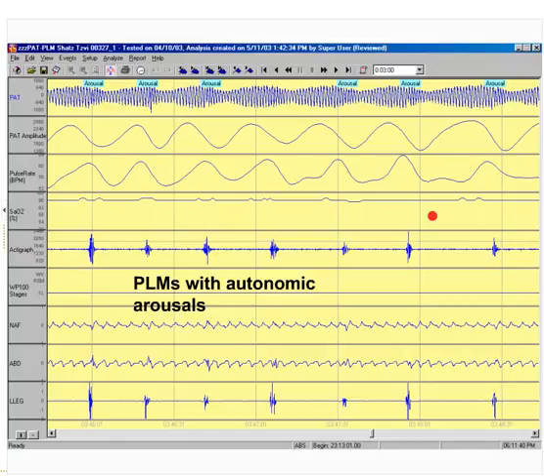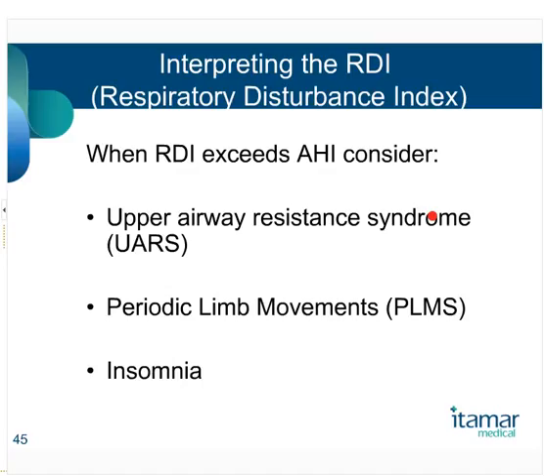Now, this results in the opportunity to do a little bit of interpretation, or the need to do some interpretation, when you have a comparison or a significant difference between the respiratory disturbance index on one hand and the apnea-hypopnea index on the other. So when you see the RDI exceeding the AHI, think about whether there's upper airway resistance syndrome present, whether there are periodic limb movements present, or whether there could be insomnia present, where there are other things that are attenuating the PAT signal in insomniacs.